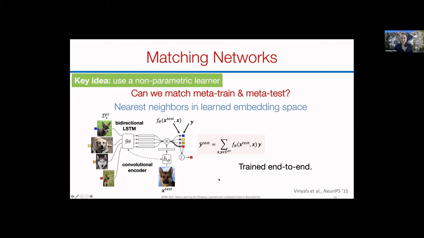Okay, and so here meta training and meta test time actually match because this is exactly the procedure that you'll then do at meta test time when you're given a training set and a test set, is you'll run it through this network and do nearest neighbors to get the correct answer, rather than treating meta training as a binary classification problem.